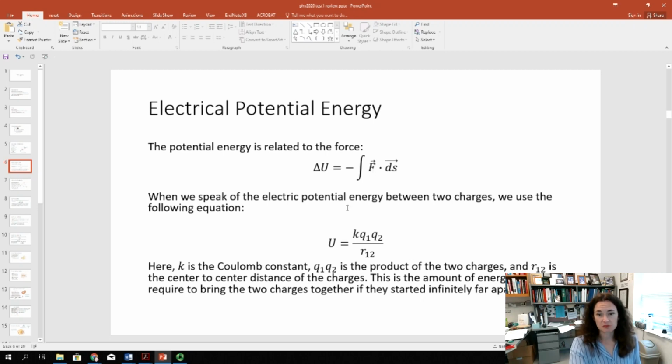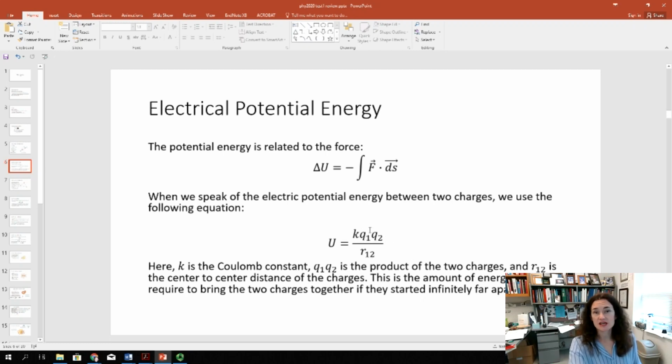So if, for example, we plug in the Coulomb's law force that we have from the previous slide, K Q1 Q2 over R squared, then we would integrate that with respect to R, and that would give us our potential energy expression for the potential energy in between 2 point charges. That potential energy expression is U is equal to K, the Coulomb constant, times the product of the magnitude of the charges Q1, Q2 over the distance in between those charges, R12.